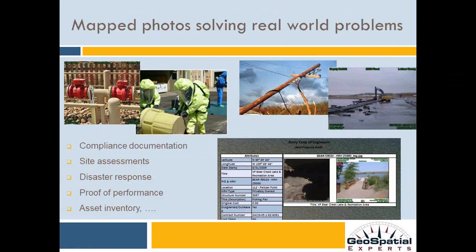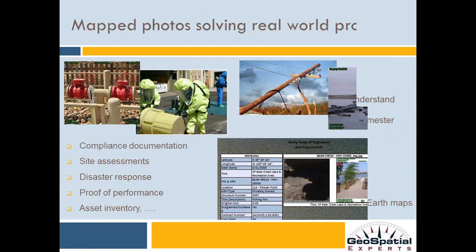So here are some examples in real life, not necessarily student projects, but just the application, and how people are using it. It could be compliance documentation for EPA requirements. It could be for site assessments. A very important, common application is disaster response. If you want a proof of performance or asset inventory, these are some typical examples of how GeoJot Plus is being used in real life.